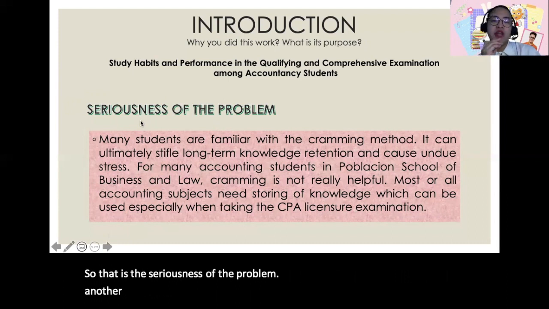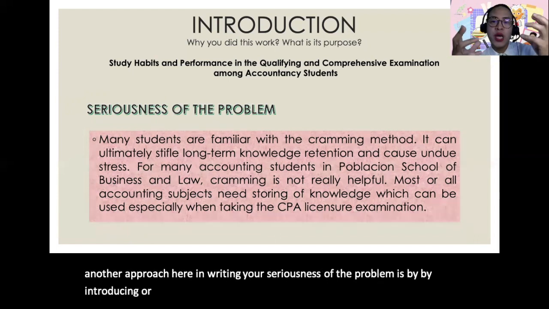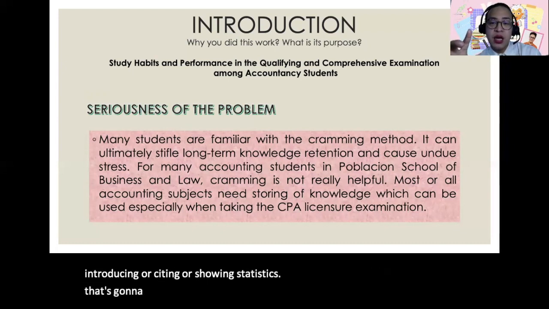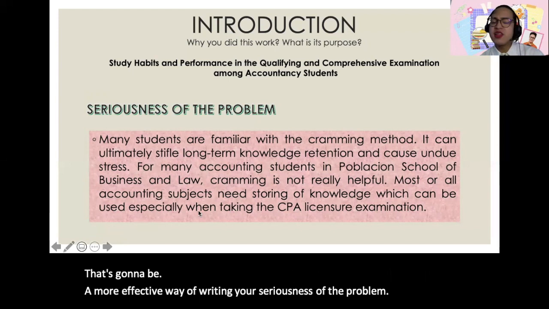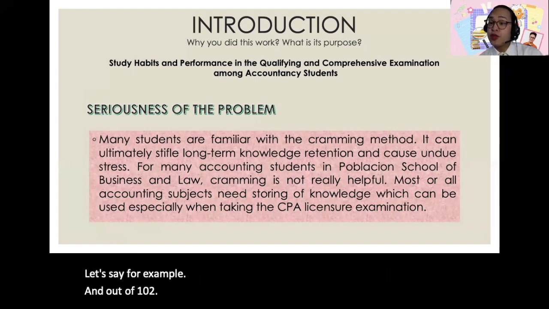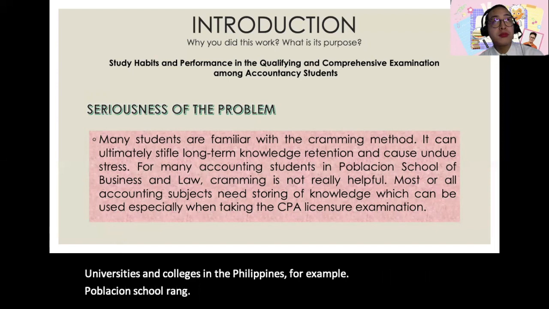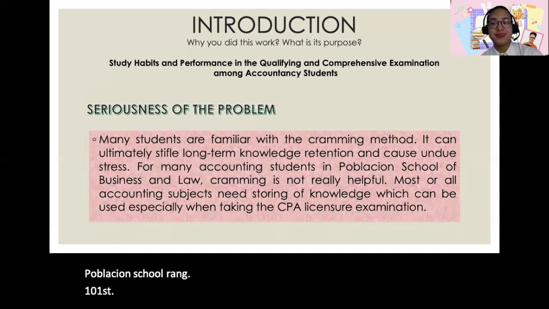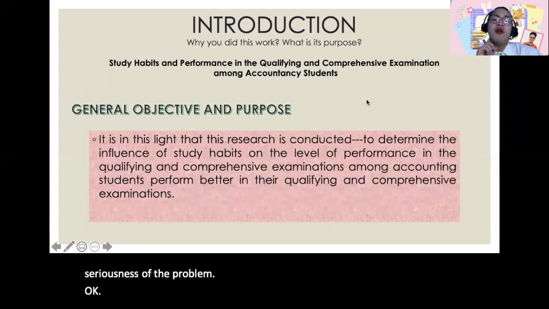Another approach in writing your seriousness of the problem is by citing or showing statistics. That's going to be a more effective way of writing it. Let's say, for example, out of 102 universities and colleges in the Philippines, Poblacion School ranked 101st. So that means there really is a need to conduct this study if that's going to be the seriousness of the problem. Okay.